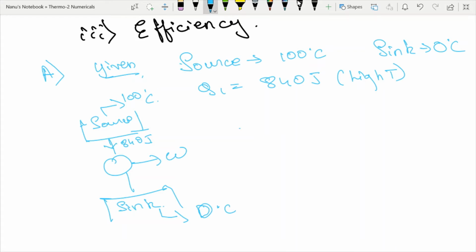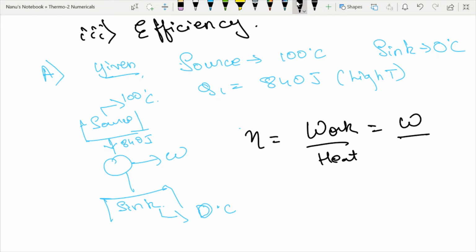I'm just using the black pen for more clarity. Efficiency eta. What is that? It is the work supplied by the heat given, right? So let us say that is W. What is the heat that is supplied? That is 840 joules, right? What is another form of efficiency that we know? We know it is 1 minus Q1 by Q2, right? Where Q1 is the source and Q2 is the sink. Okay. No, over here it should actually be Q2 by Q1.